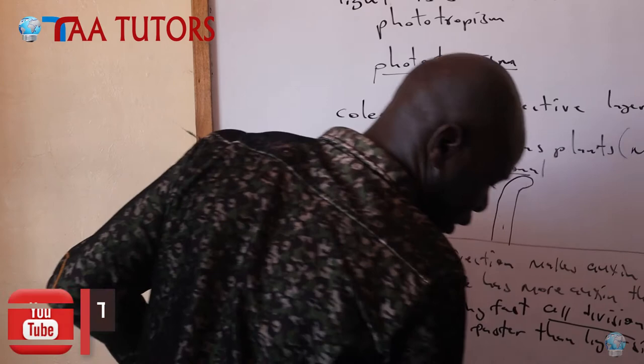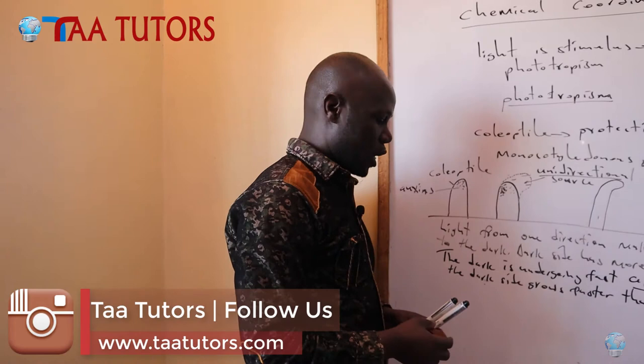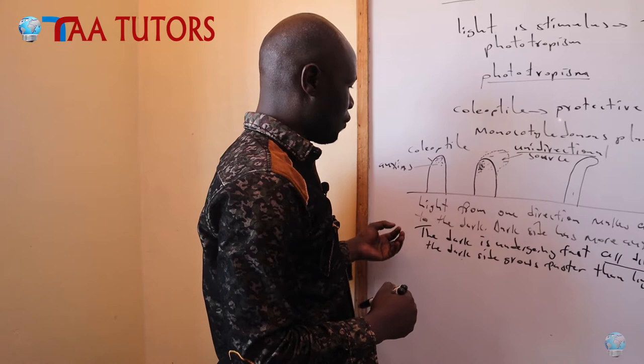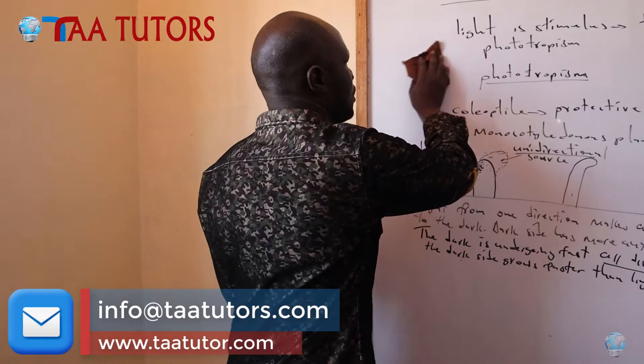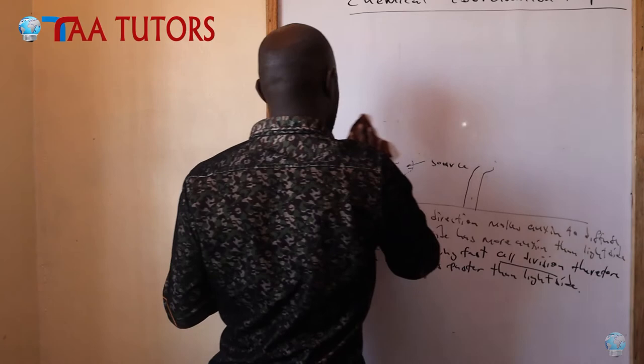Now, there are very many things that this particular chemical that we are talking about here can respond to. And maybe we can have this opportunity to look at what other substances this auxin, or the chemical for growth, can respond to. So I want us to look at this particular experiment. Suppose we carry out this experiment to at least illustrate for us how this can respond to various substances.